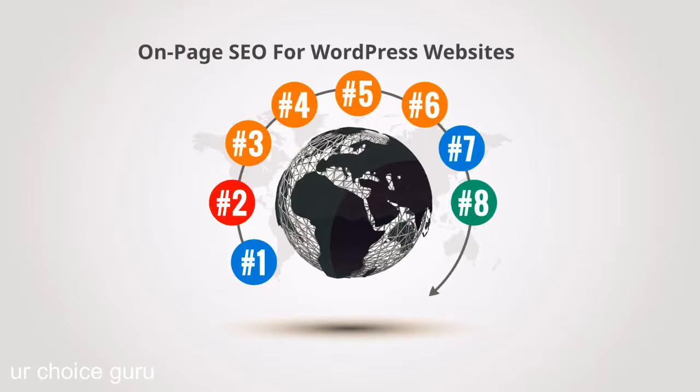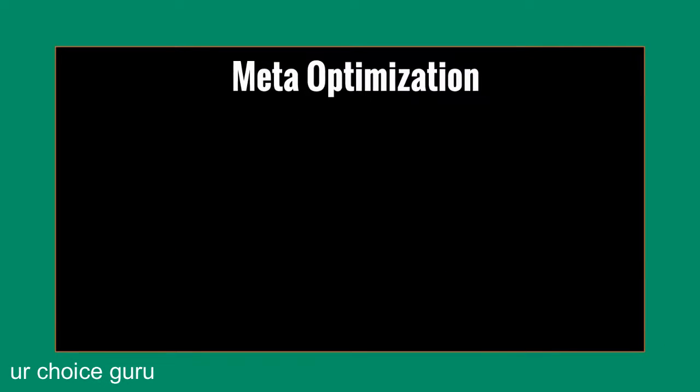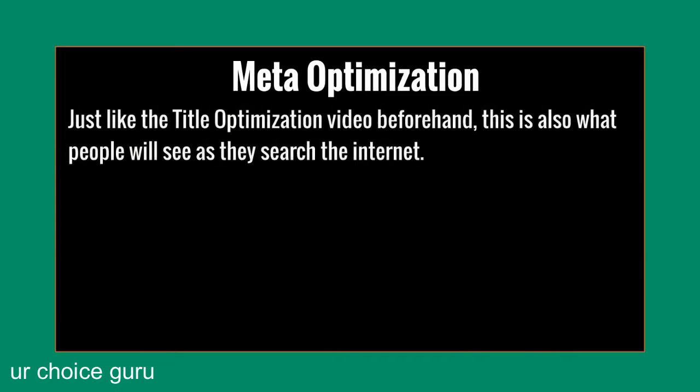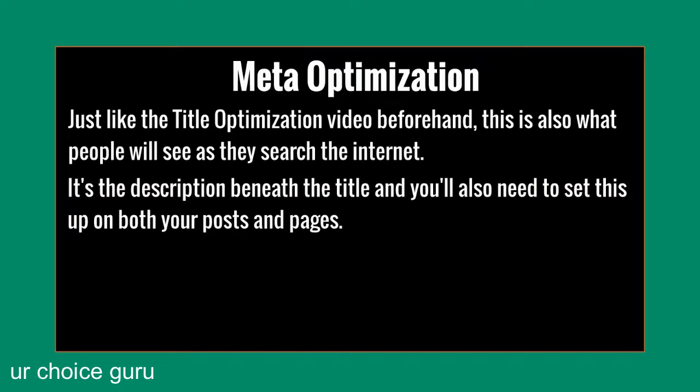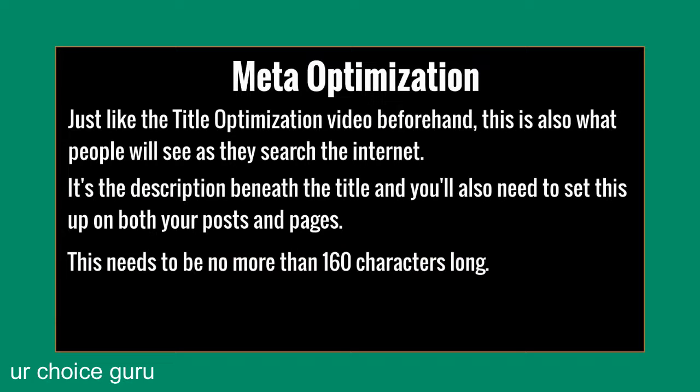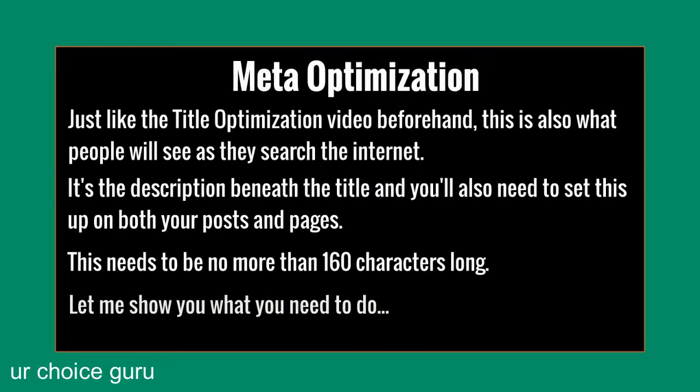Okay, so this is video number 8, and we're gonna dive straight in and talk about meta optimization. So this is the description that is going to show up on the search engines. So just like the title optimization video beforehand, this is what people are going to see in this search engine when they search the internet for a specific keyword. So in other words, it's the description beneath the title, and you're going to need to make sure that this is set up both in your posts and your pages. And this needs to be no more than 160 characters long. So let me show you what you need to do.